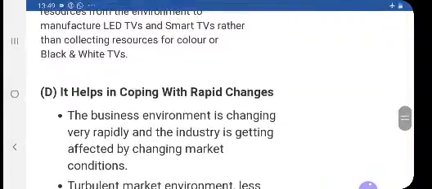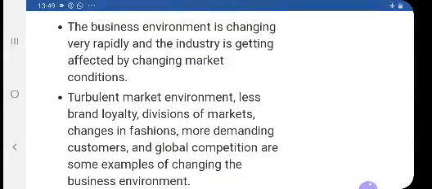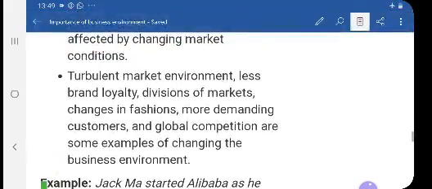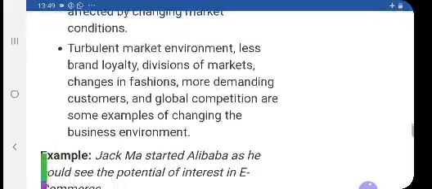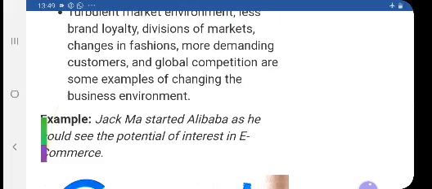And next is, it helps in coping with the rapid changes. Means business environment is changing very rapidly and the industry is getting affected by changing market conditions, as day by day technology is changing so fast. Turbulent market environment, less brand loyalty, division of market, change in fashions, more demanding customers, and global competitions are some of the examples of changing business environment. Like Jack Ma started Alibaba as he could see the potential of interest in e-commerce.